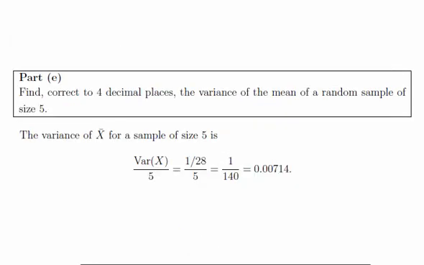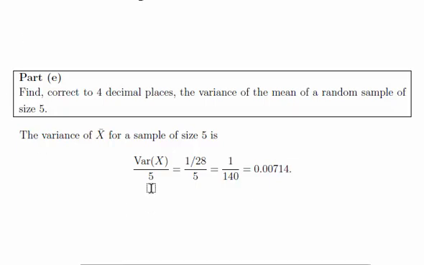And one more question. State, correct to 4 decimal places, the variance of the mean of a random sample of size 5. So we have a sample of 5 items. What is the variance of the means of samples of 5? Essentially, this is a sampling distribution, and what we do there is get the variance of the underlying variable and divide it by the sample size.